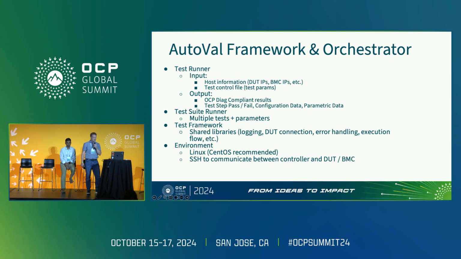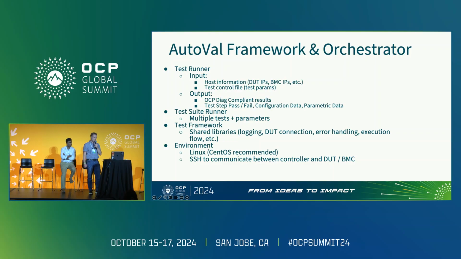Okay, so I'm just very quickly going to go a little bit into what we actually mean by an AutoVal framework and orchestrator. Pretty much this framework is responsible for taking some user input and then generating output back to the user. The user input is pretty much two types of input. It's host information, like which device under test you want to run against. This can be one or more systems. So you pass in information like the IP, BMC IP, and so on to log into that system.